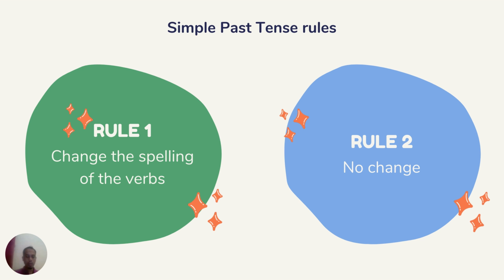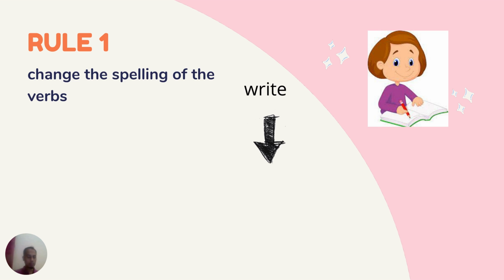For today's lesson, I will read a few words, then I want you to listen carefully to what I'm going to say, and I want you to repeat after me. Can you do that, class? All right. Rule number one is change the spelling of the verbs. Ejaan kata kerja ni akan berubah daripada present tense kepada past tense.